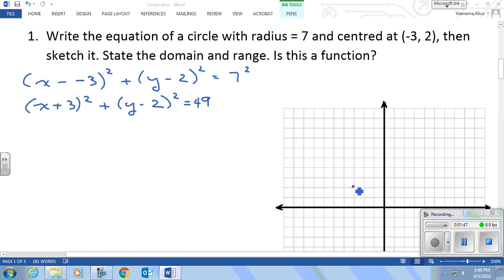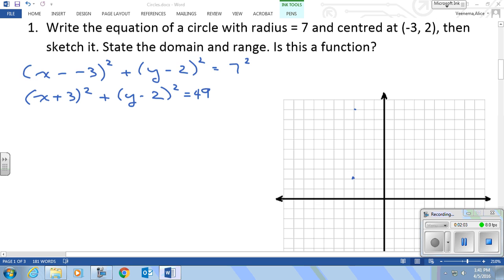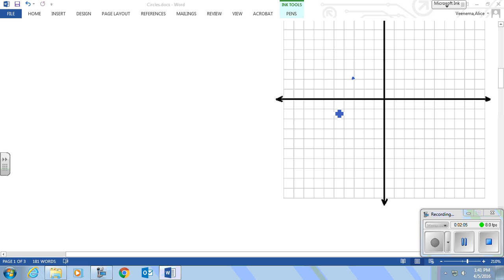And since the radius is 7, in order to sketch it, we can go 7 units from that center. So 1, 2, 3, 4, 5, 6, 7 up, 7 down. I need to scroll down just a scooch for that to work. 2, 4, 6, 7, and I can go across 7 in both directions. And then I can try sketching it.